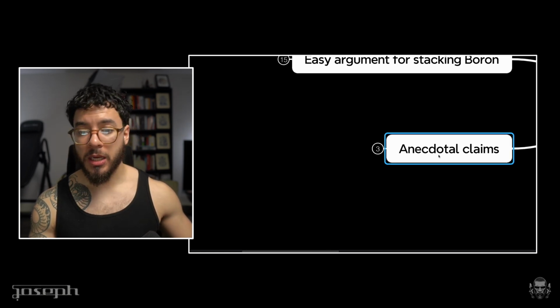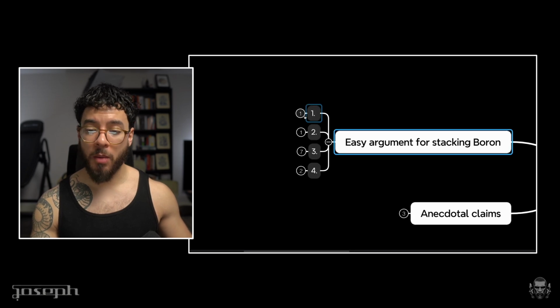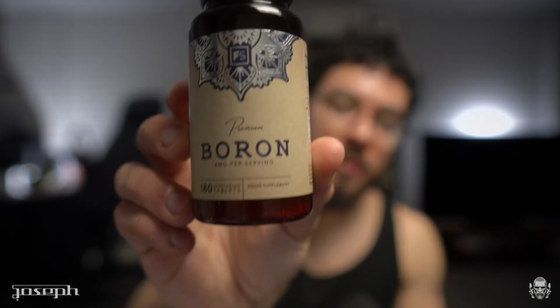So just to tie a nice little neat bow on this, an easy argument for you to start stacking boron right after this video. It's relatively inexpensive. And I mentioned this before, I prefaced this before I went into the video, that one of the key benefits is that it's not that expensive. I think this is the boron that I use. I'll put this up so people can see. That's my boron. Now, this is a 6 milligrams serving. So just the right amount.